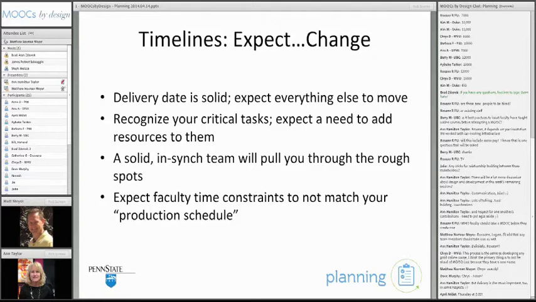You need to recognize what your critical tasks are going to be and be ready to add extra resources to them. We were constantly asking one another, not even within a MOOC team, but across MOOC teams, and we'll talk about this more in a minute, but we would have regular university-wide meetings with other MOOC teams saying, how are things going? Do you need help? How are those Pixar-style animations going? What do you need? A really solid team, a really interconnected team, you can pull each other through the rough spots.